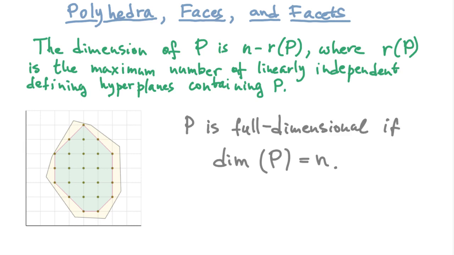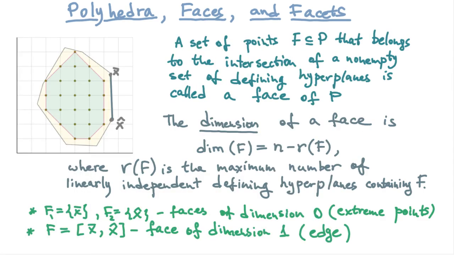Great, next slide please. Oof. A set of points f from P that belongs to the intersection of a non-empty set of defining hyperplanes is called a face of P. That's a weird way to define a face, isn't it? Makes sense to me. This is a part of the polyhedron that faces the outside, therefore face sounds like a reasonable name for it. Okay, whether I like it or not I have to face it and accept it.